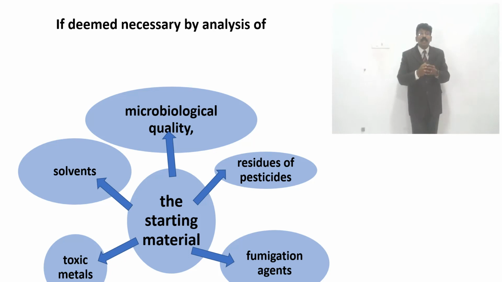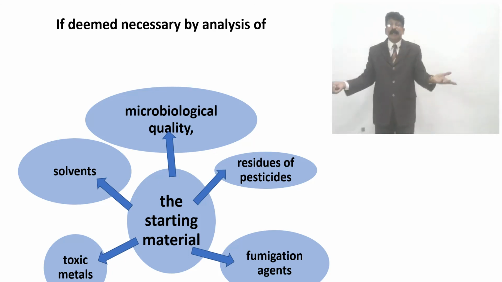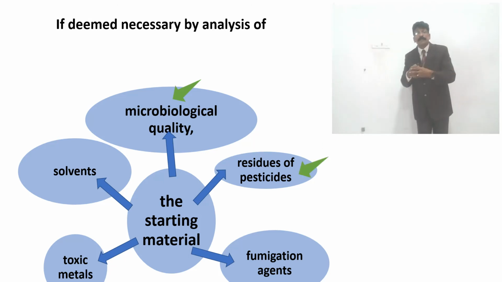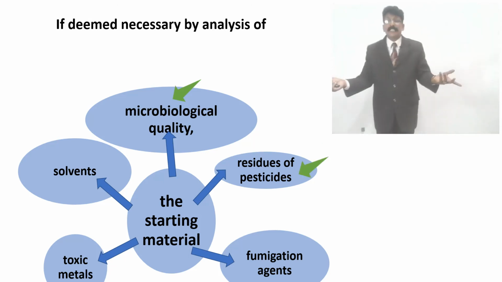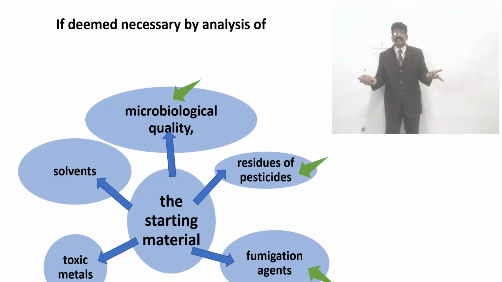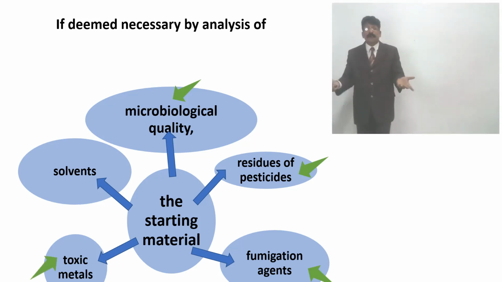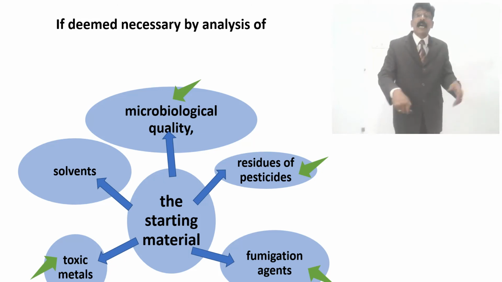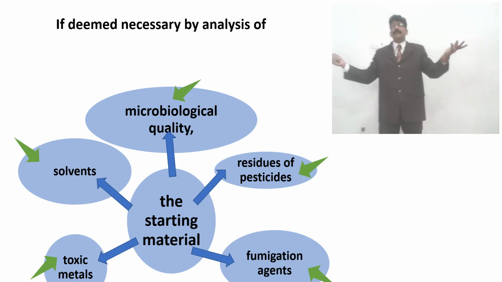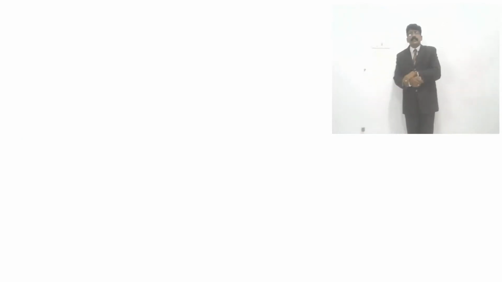Suppose if it is deemed necessary, if analysis is required, you should go for the microbiological quality of the product, see the residues of pesticides present in the herbal products, see the fumigation agents which may be present, test for toxic metals, and identify the solvents which were used in the starting material. So these two slides give you a summary of the previous slides.